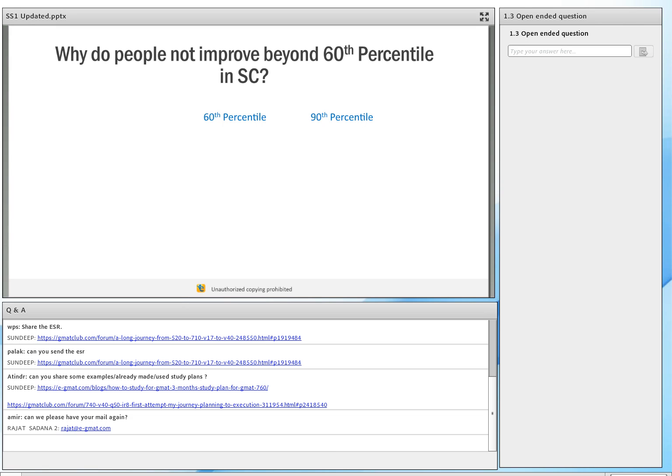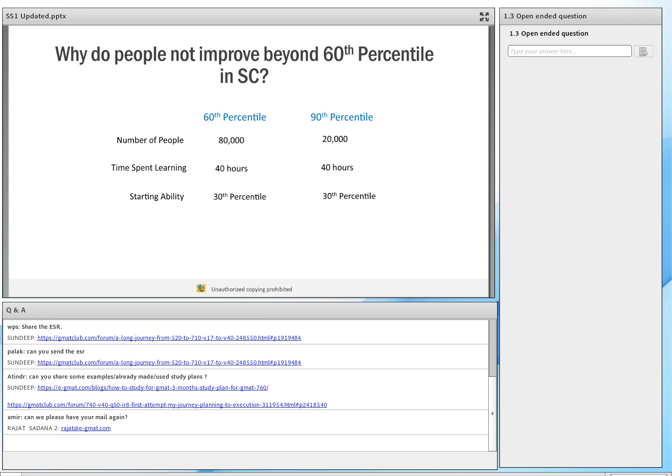And that's something I'm going to talk about: why is it that people don't improve beyond that 60th percentile in sentence correction? Just to tell you, how many people get stuck at the 60th percentile? About 80,000. How many people get to that 90th percentile? About 20,000.